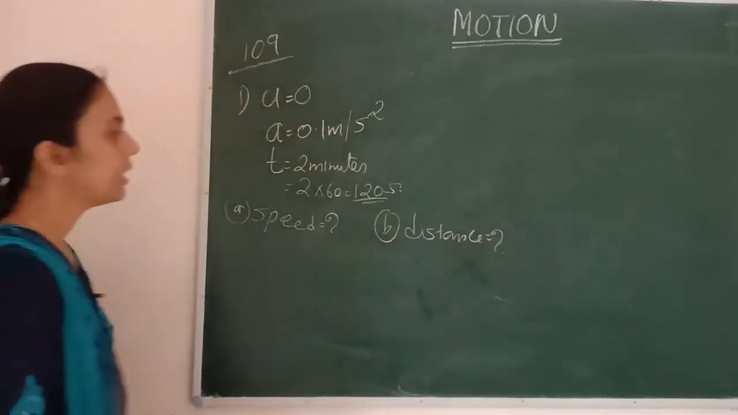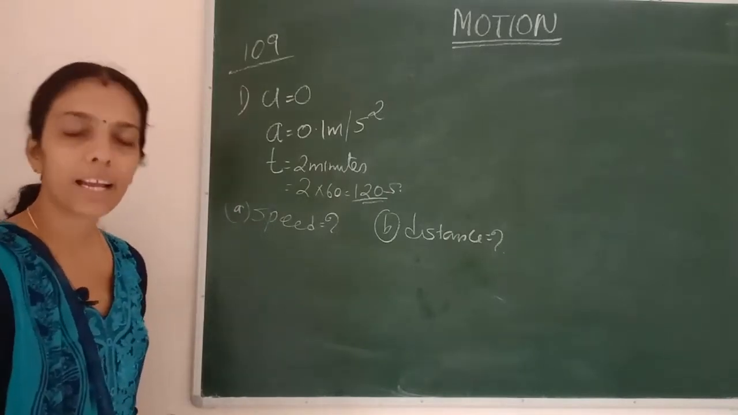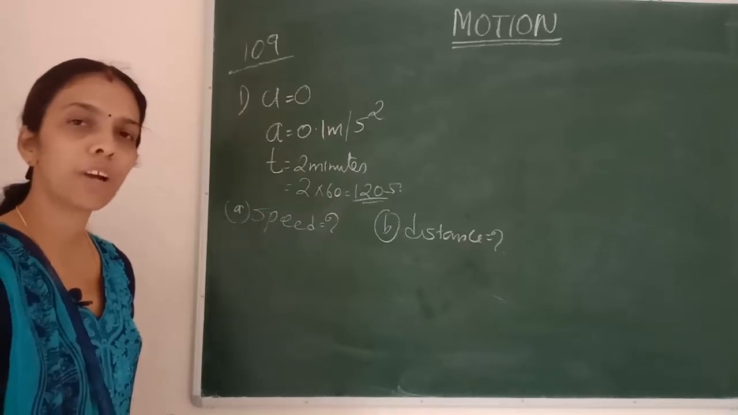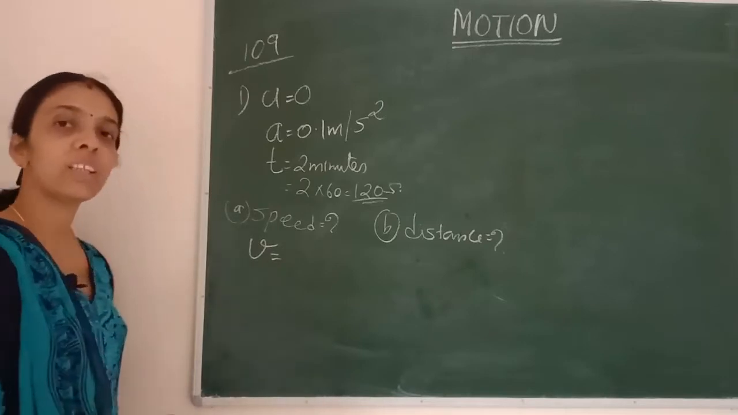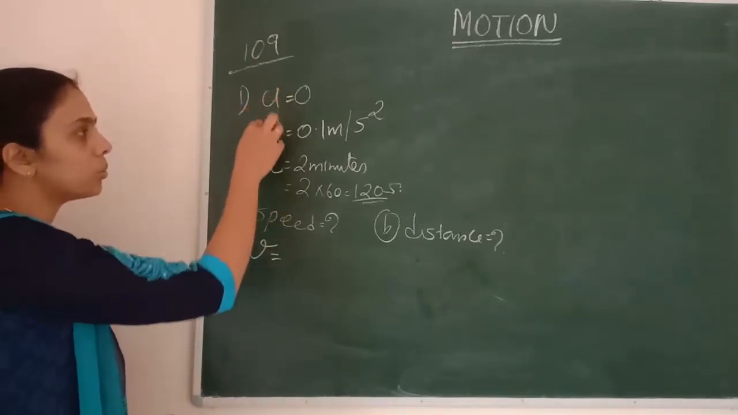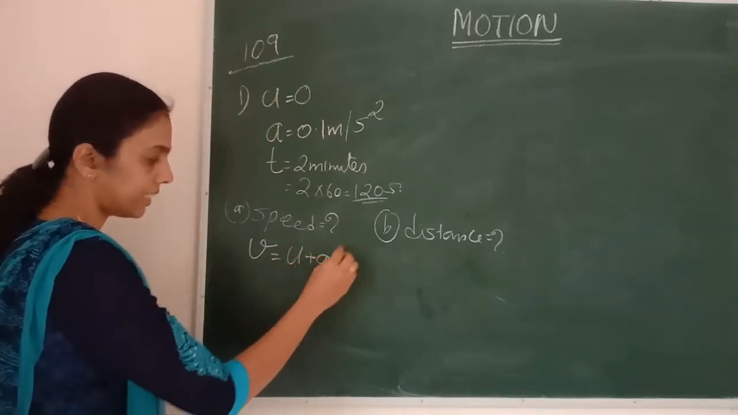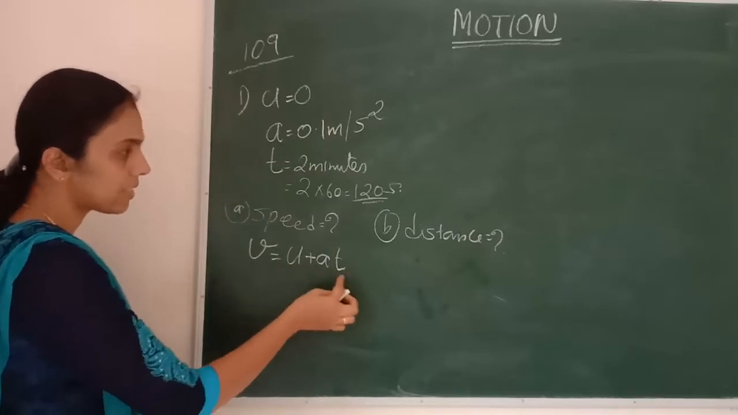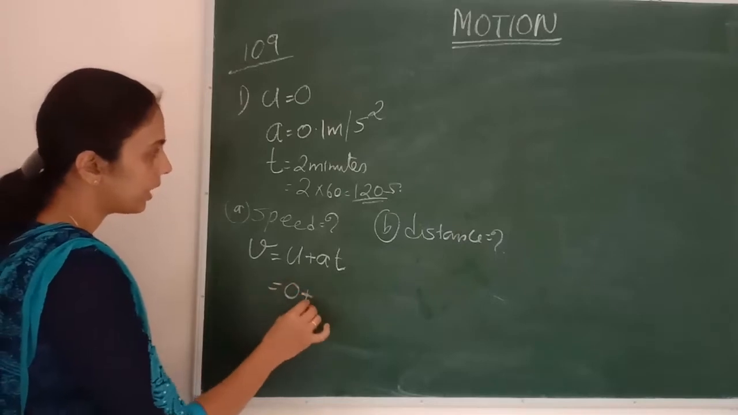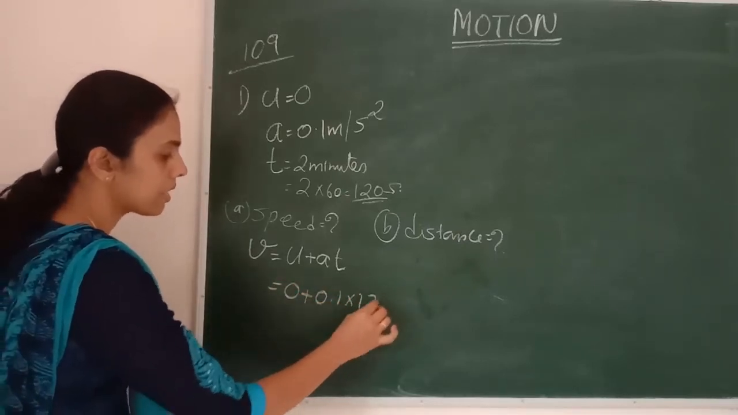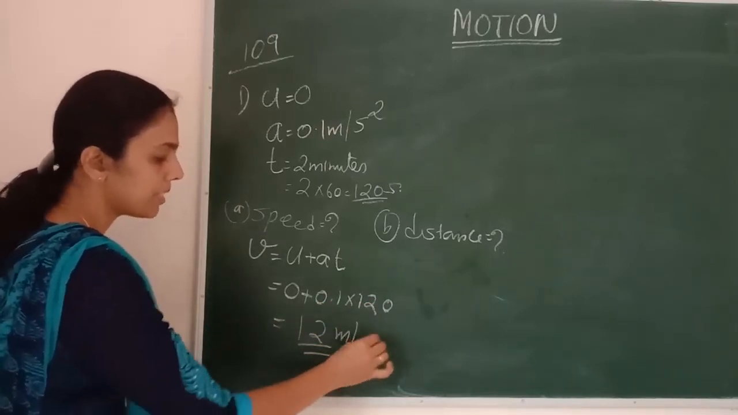See here, how can we find out the speed acquired? It is the final velocity. What is the representation for final velocity? V. What is the formula to find V using these data U, A and T? Yes, V equals U plus AT. We have U, A and T with us, so just substitute and find the result. U is 0, A is 0.1 and time is 120. So you will get the answer as 12 meter per second.